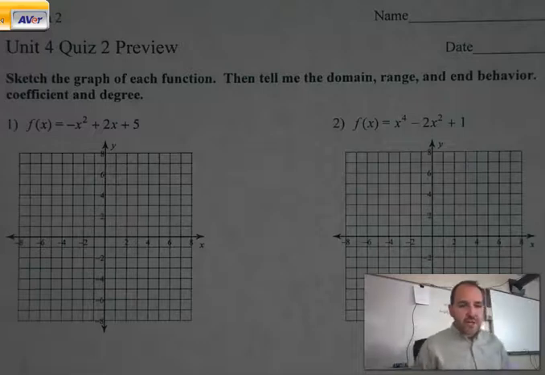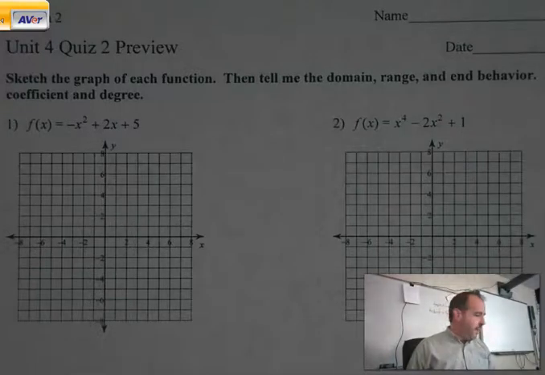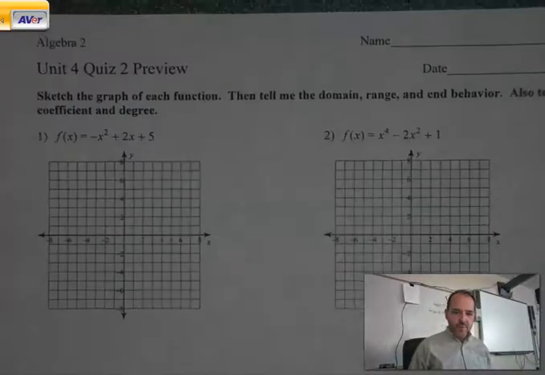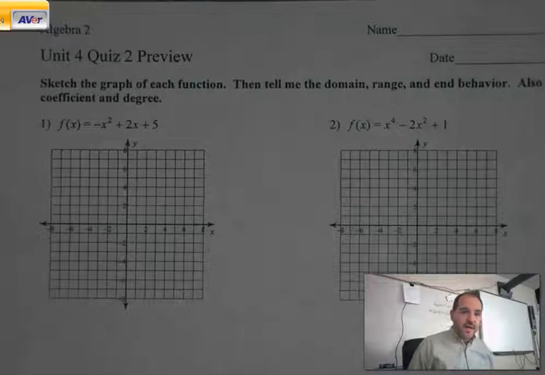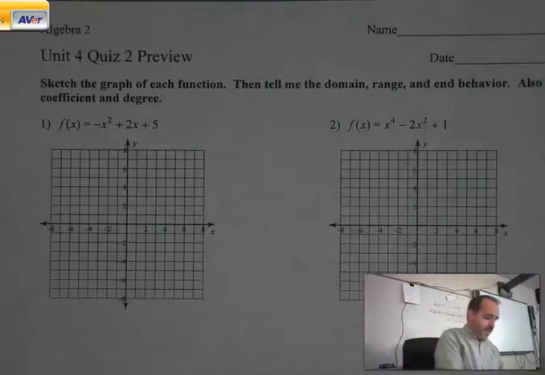All right, ladies and gentlemen, here we go with the Quiz 2 preview for unit number 4. A couple things to go over here. I'm going to shrink this a little bit before we get going, in getting ready over the stuff we've done over the past week and a half or so. So first part, sketch the graph of each function, then tell me the domain, the range, the end behavior, the lead coefficient, and the degree. Good gravy, man. Okay, we got a lot to do here.